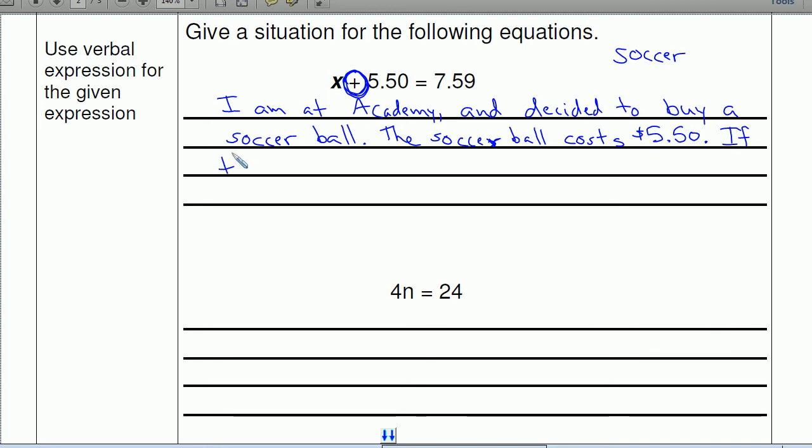If the total amount that I paid was $7.59, how much did I pay in taxes?